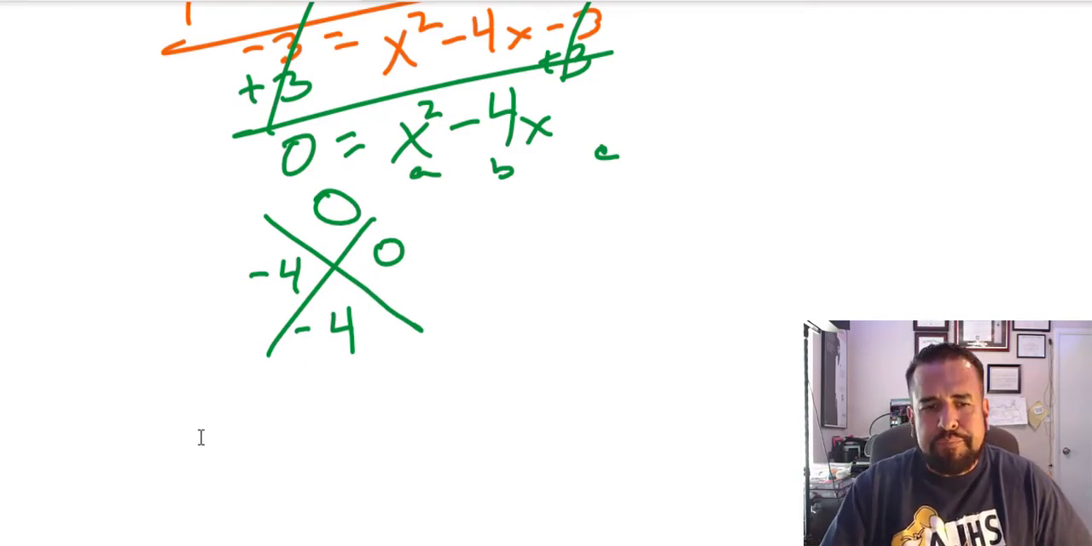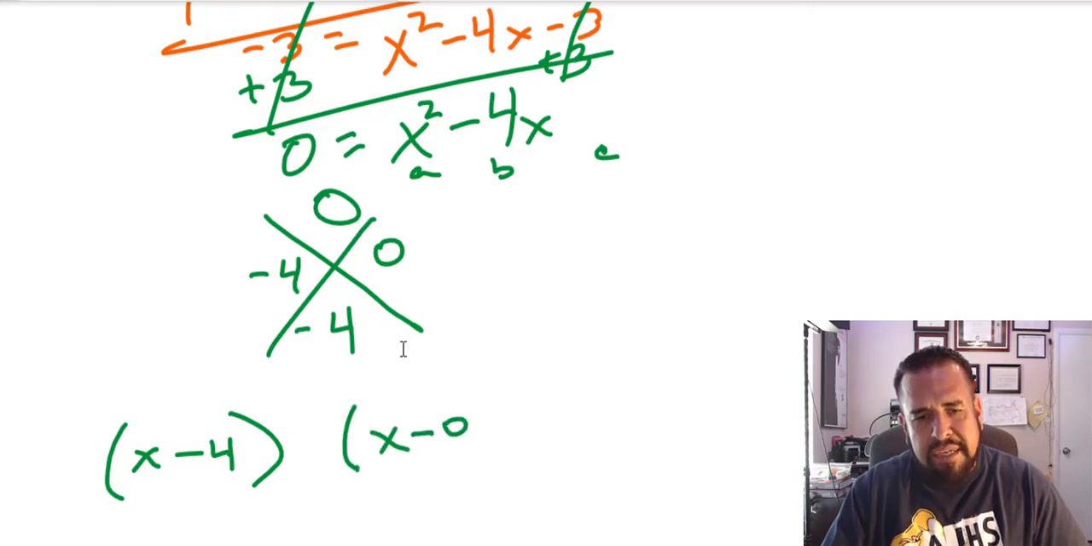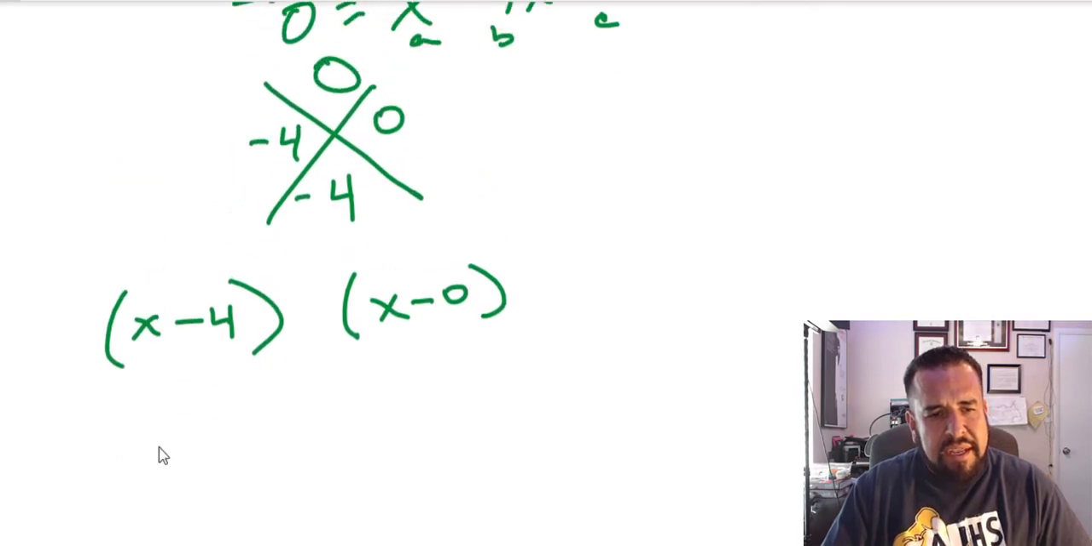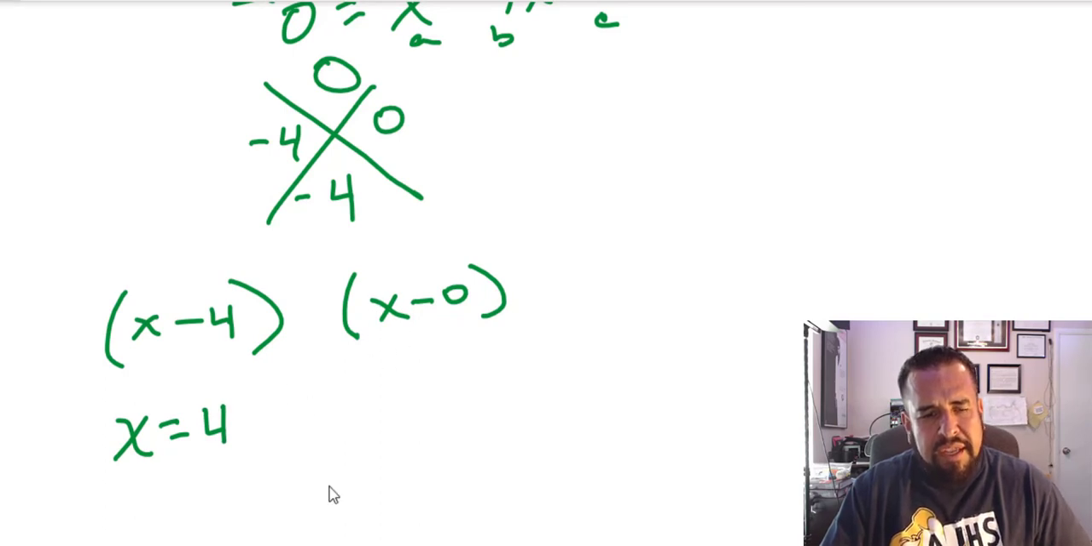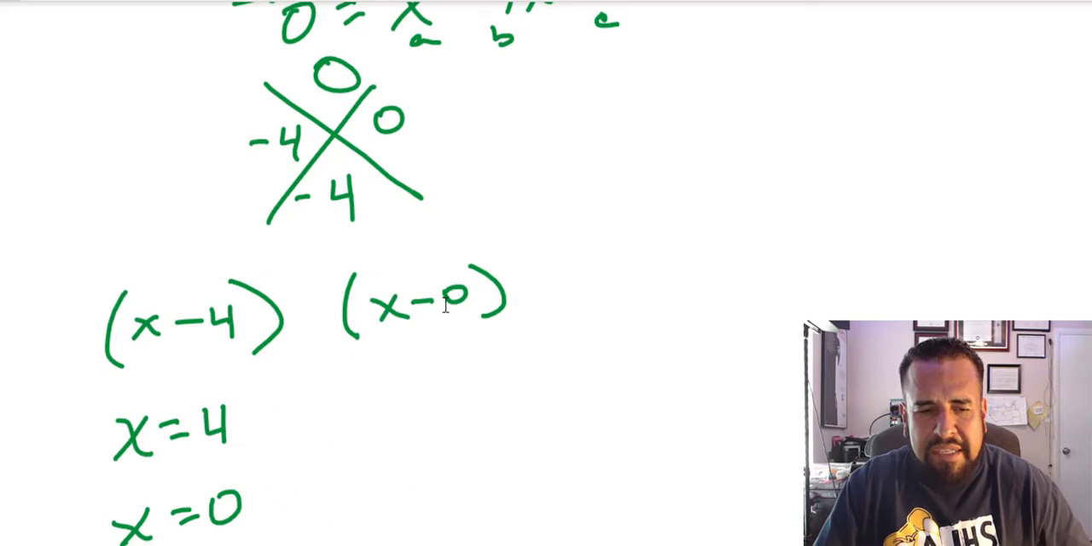So at this point, what I have here, this -4 right here would be x minus 4. And my other one would be x minus 0. Now, you set each one of these equal to 0, and you get x equal to 4, and this other one is x equal to 0. And no, that is not a -0, there's no positive or negative 0, it's just 0, right?